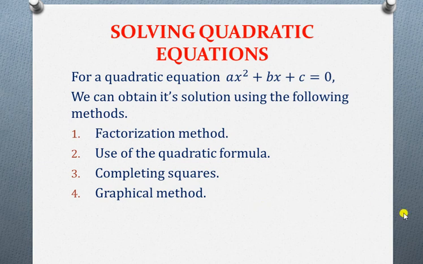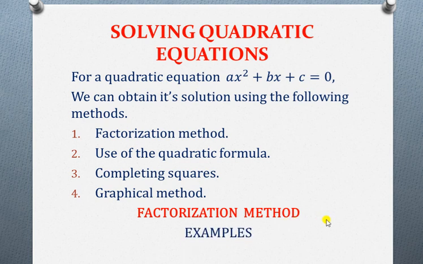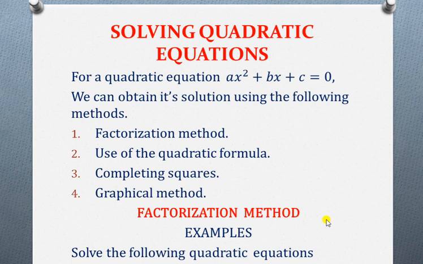So now let's look at the first method. The first method is going to be the factorization method. An example for this. Solve the following quadratic equations. So we shall have part A. Our part A is going to be x squared minus x minus 6 equals 0. What would you do if you are asked to solve such a quadratic equation?